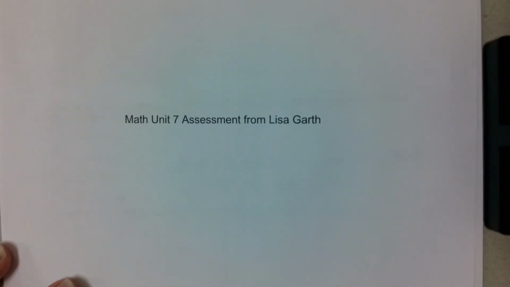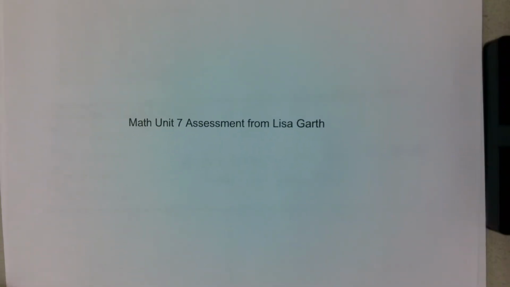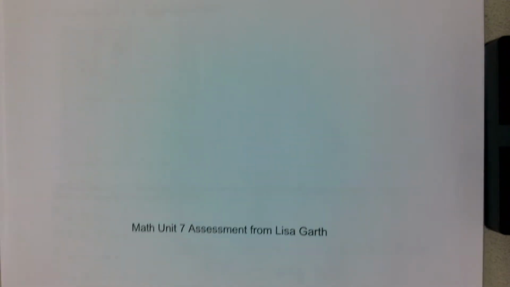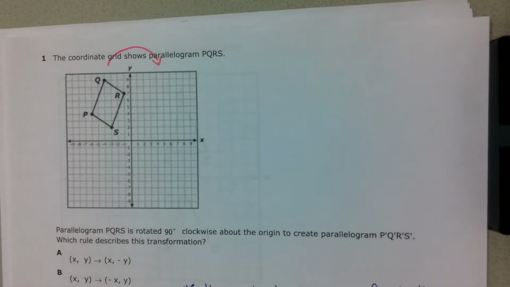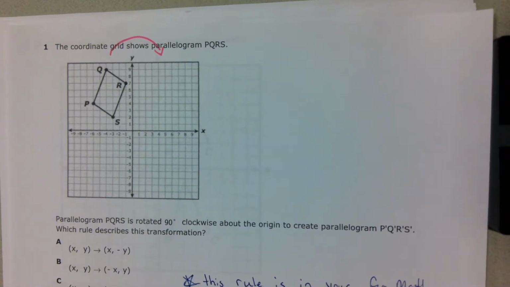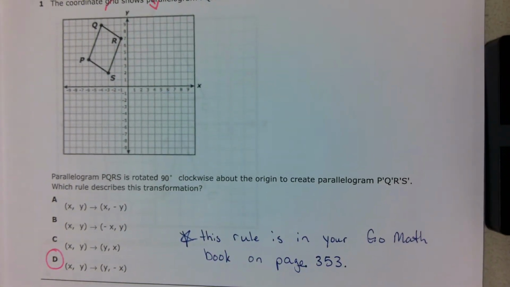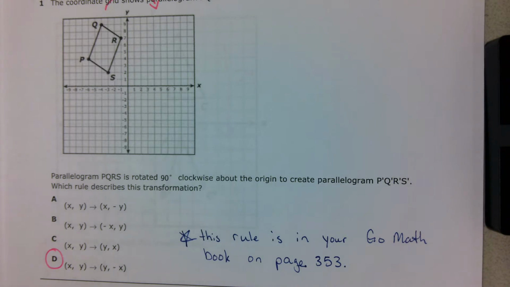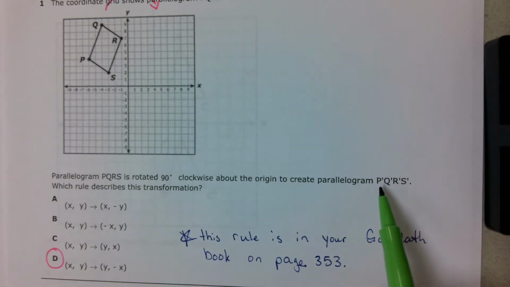We're going to look at the Unit 7 assessment that you took last week. Number 1, the coordinate grid shows parallelogram PQRS. Parallelogram PQRS is rotated 90 degrees clockwise about the origin to create parallelogram P prime Q prime R prime S prime. Which rule describes this transformation?